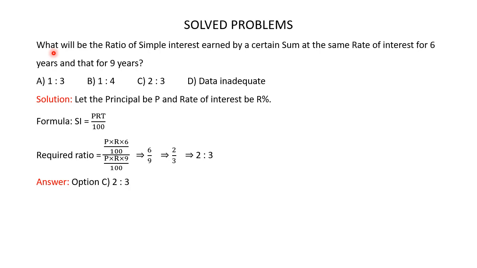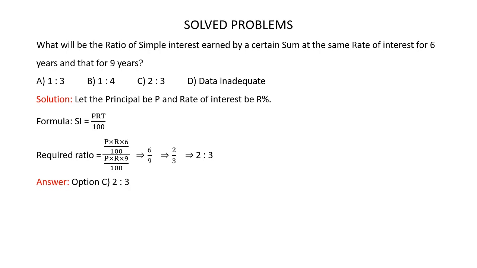What would be the ratio of simple interest earned by a certain sum at the same rate of interest for 6 years and that for 9 years? Here you are given 4 options and you have to find out which of these options is the correct one. So here you are asked to find the ratio of simple interest earned by a certain sum at the same rate of interest for 6 years and that for 9 years.